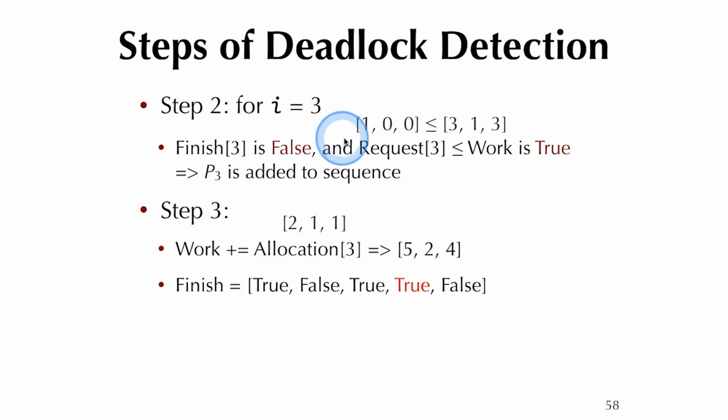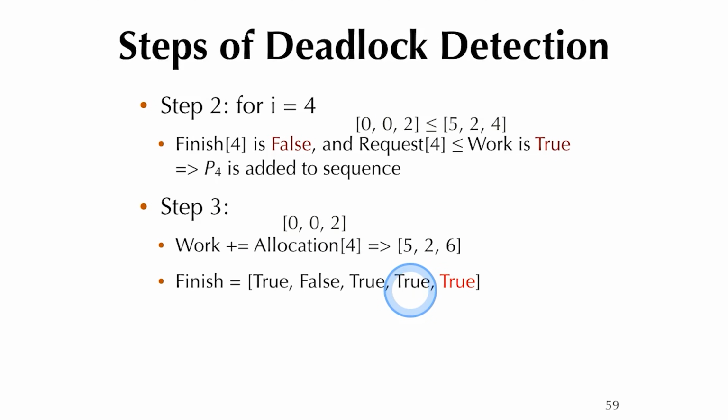Then I equals 3. Its request is 100. Is it less than or equal to 313? Yes, it is. So its request can be fulfilled. And then after running it, its current allocation 211 is added back to work, 524. It's marked true. And then 002, is it less than 524? It is, and it's added to sequence.